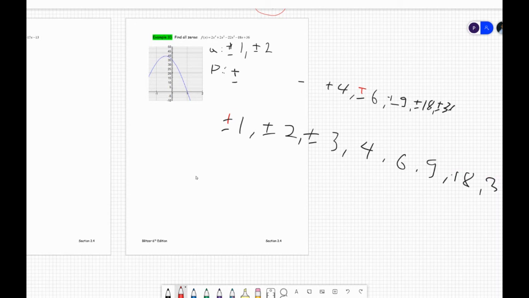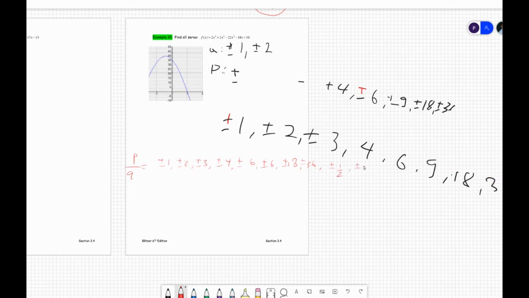Okay, so let's put all this in. So it's P over Q, right? So we put all this over 1. So basically write all those again. I know this one has a lot. 6, 9, 18, 36. And then put all of these over 2. But I notice when you put it over 2, the only new one would be 1/2, because 2 over 2 is 1.